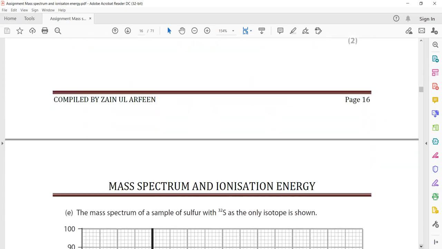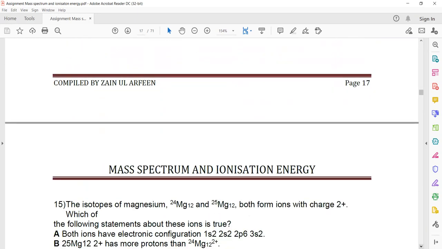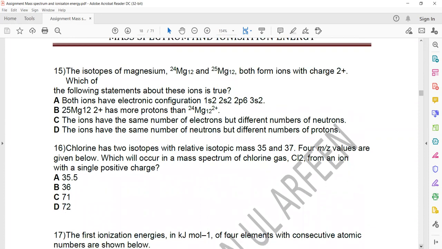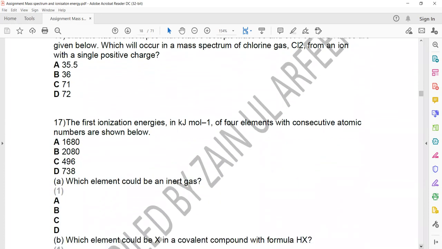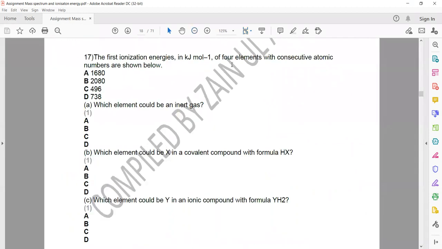Then this question is related to the average mass of the isotope. We already discussed this. So in this question, the first ionization energies in kilojoules per mole for four elements with consecutive atomic numbers are shown. So consecutive atomic numbers, basically what is the idea?